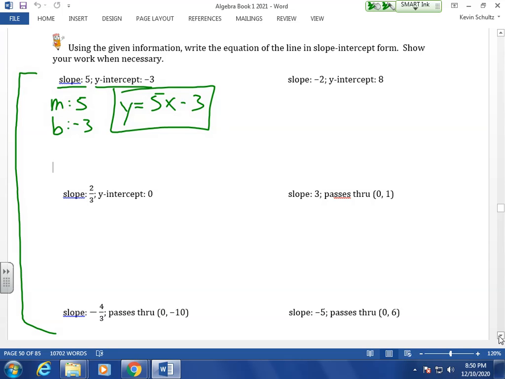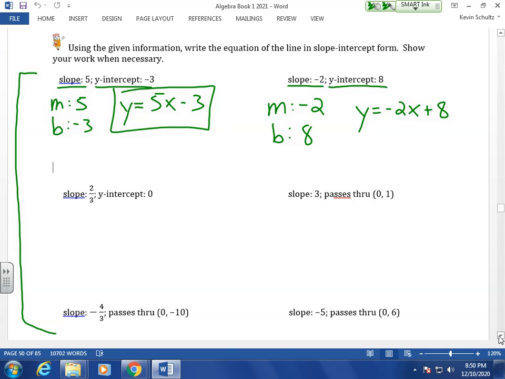Next one, slope -2, y-intercept 8. Can't really be much more direct than that, right? Slope, y-intercept given to you. So in our equation, the slope, that m variable, is going to be -2, and the b variable, the y-intercept, is going to be +8. We have the two things we need, so now we just got to plug them in. Y equals -2x plus 8.